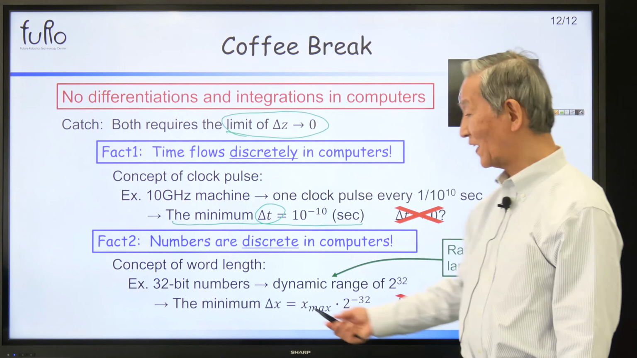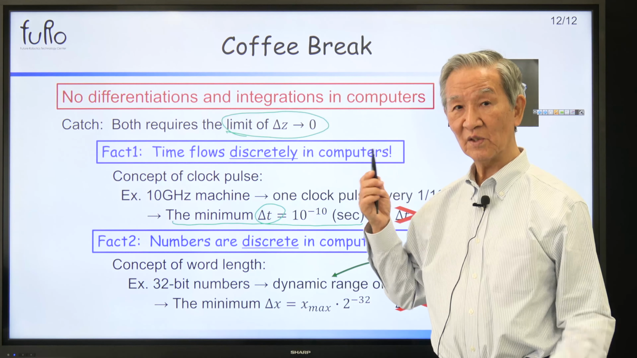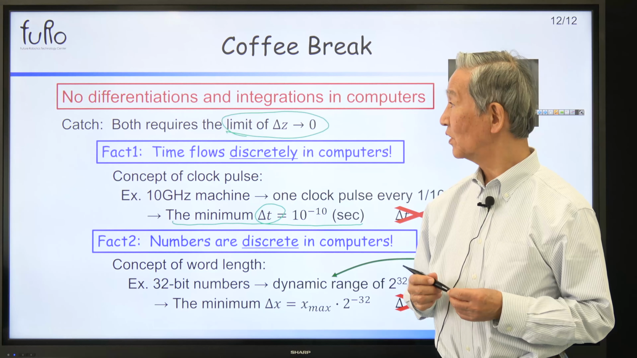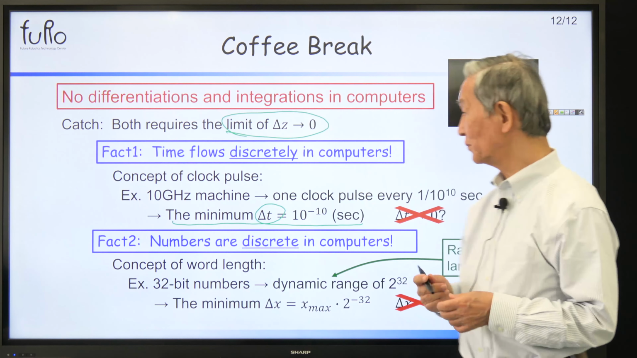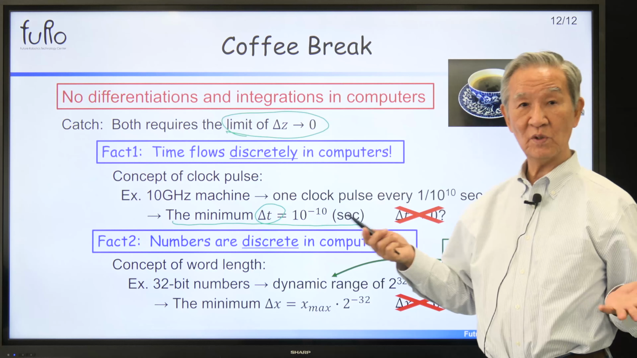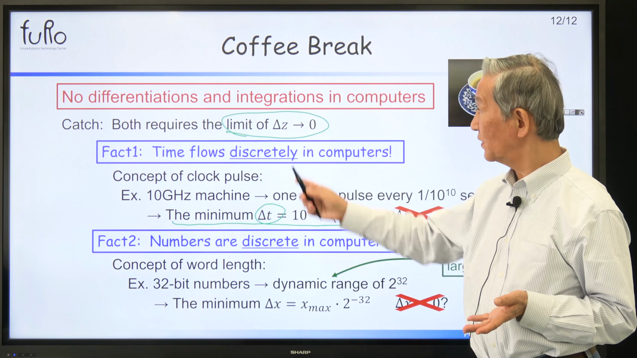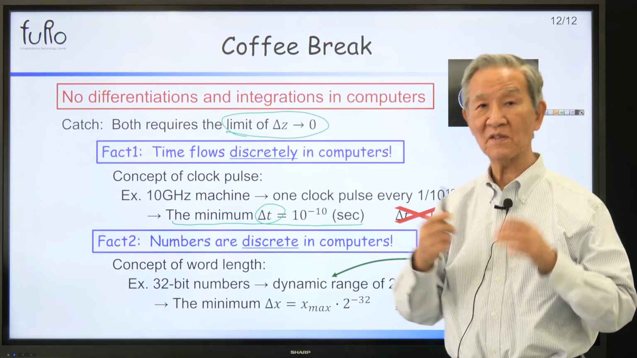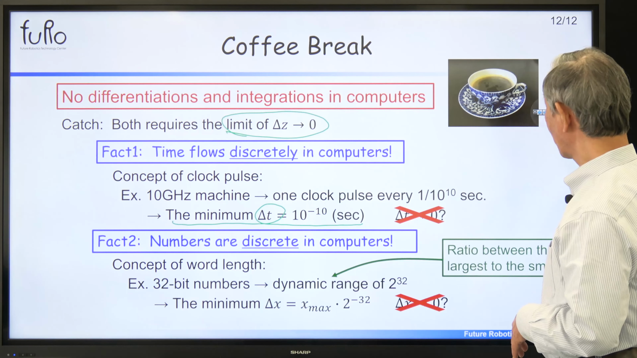So value-wise or time-wise, you cannot take the limit. Therefore, you cannot have differentiations and integrations in the computers. So what can we do within the computer? The only thing we can do is, instead of integration, summation. Instead of differentiation, you take difference. That's all we can do. Okay, that's the end of this lecture.